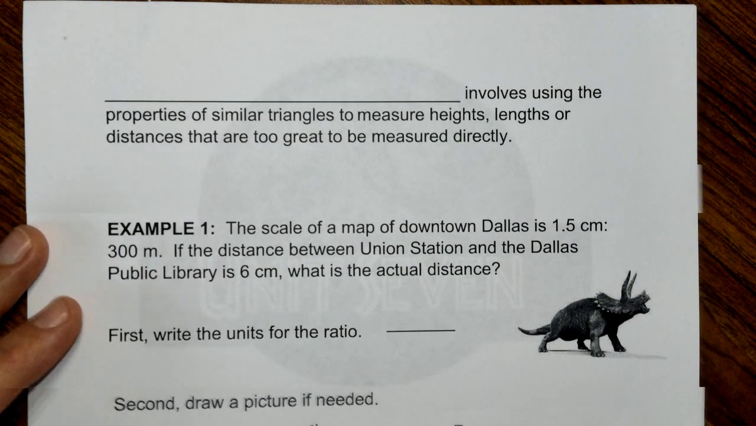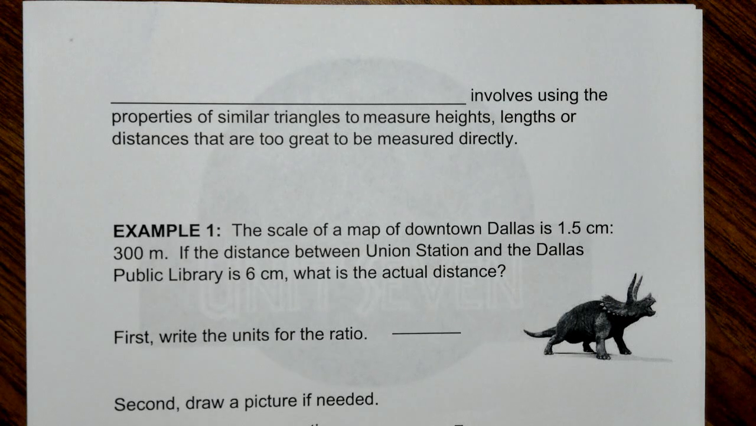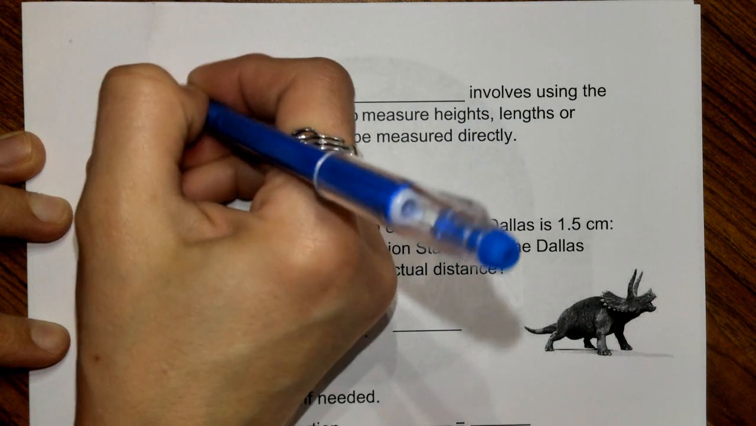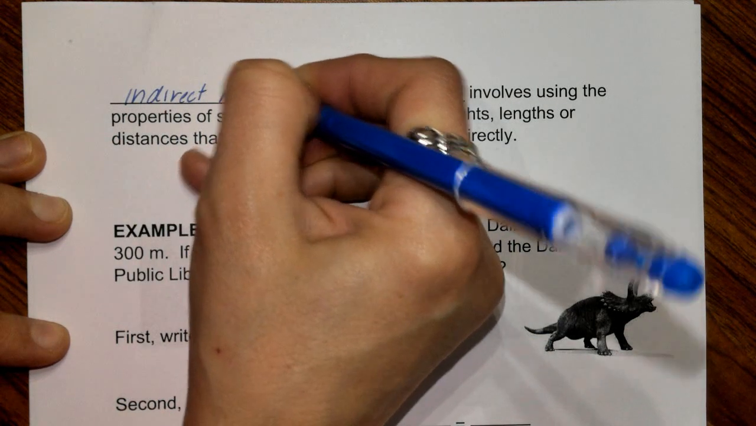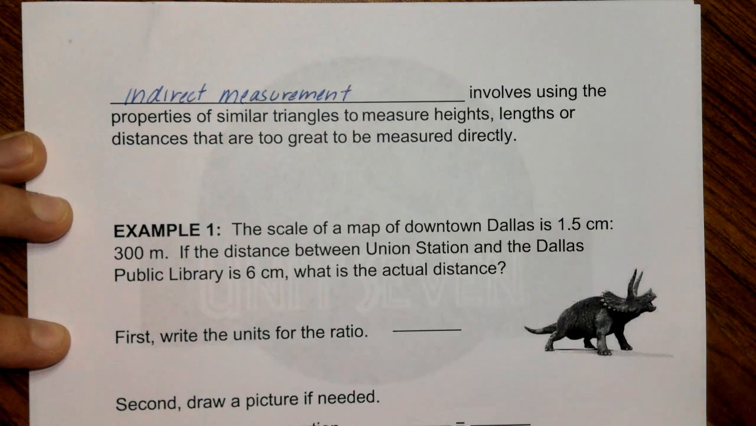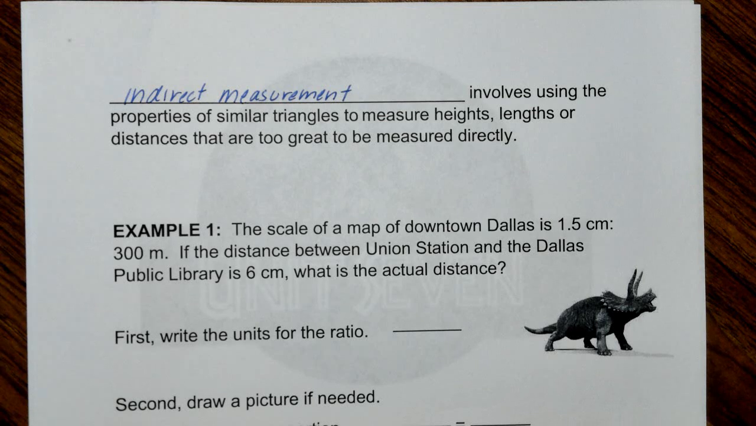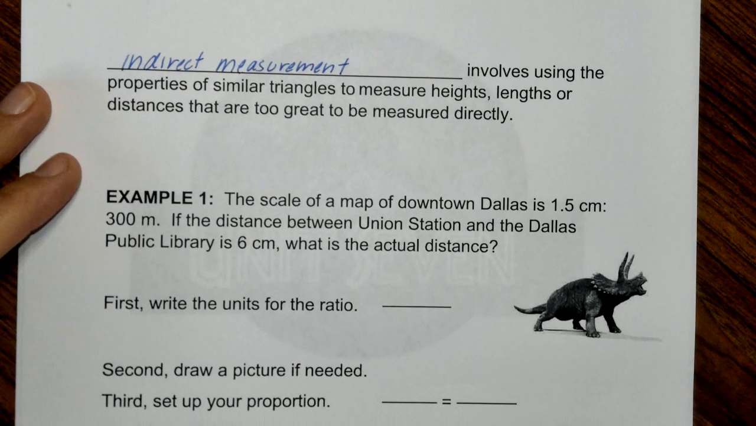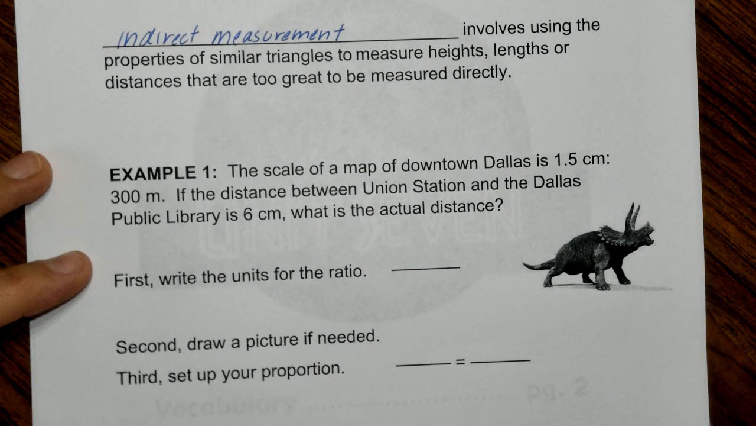Okay, so I was talking to you guys earlier about what's called indirect measurement. That's what's going to go right here in this first blank. Indirect measurement. This involves using properties of similar triangles to measure heights, lengths, or distances that are too big to actually get a ruler and measure it yourself. I gave the example earlier about a dude standing with a height and a big old tall tower and its shadow. You're actually going to see that one here. That's one of the most well-known indirect measurement problems, and we use proportions.